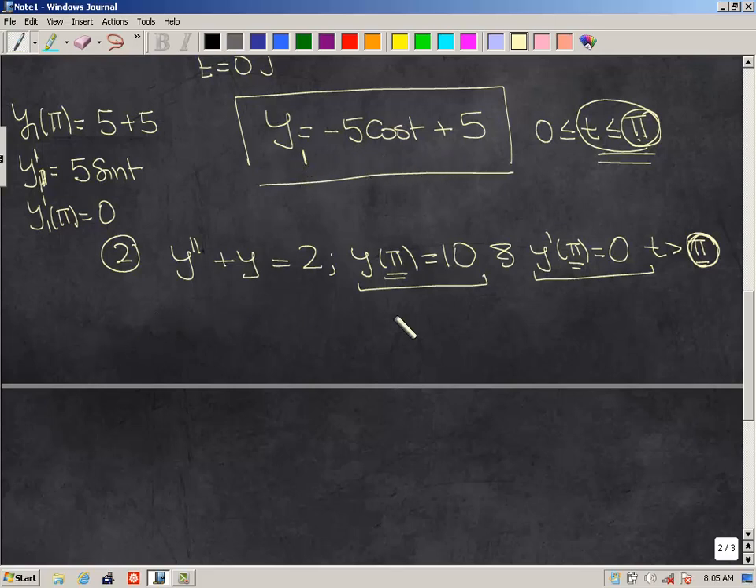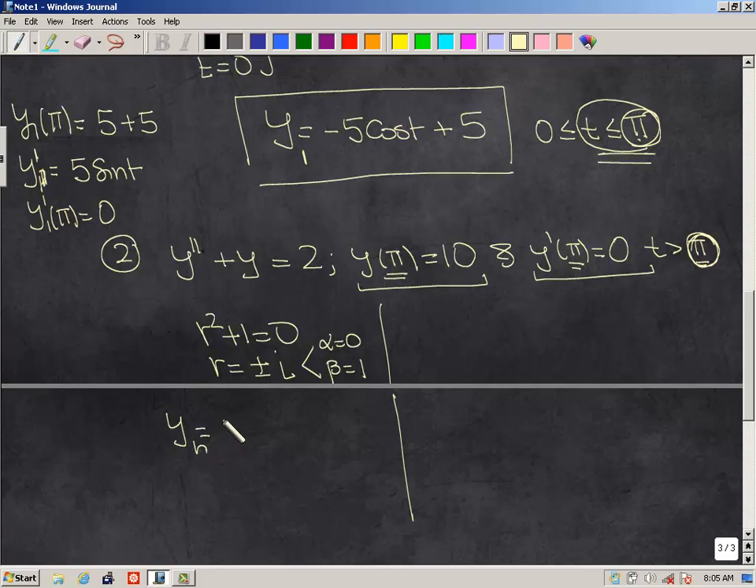Okay? So let's finish this problem. Just like before, we're going to have to do this problem twice. So we do the homogeneous problem first. So we get r squared plus 1 is 0. So we get r is equal to plus or minus i, just like before. Alpha is 0, beta is 1. So you get yh is equal to c1 cosine of t plus c2 sine of t.